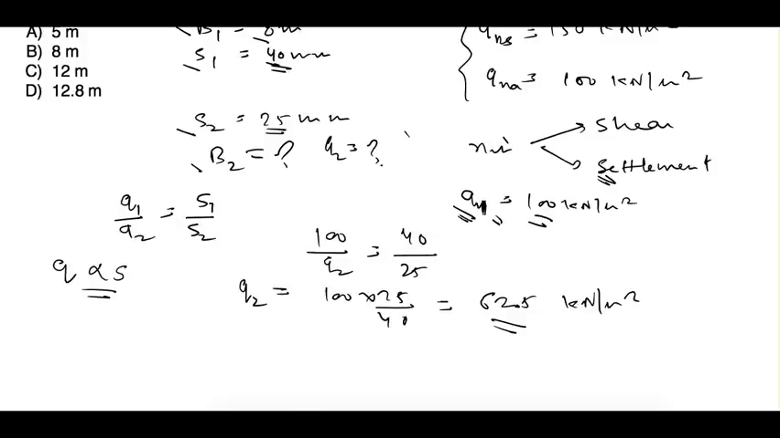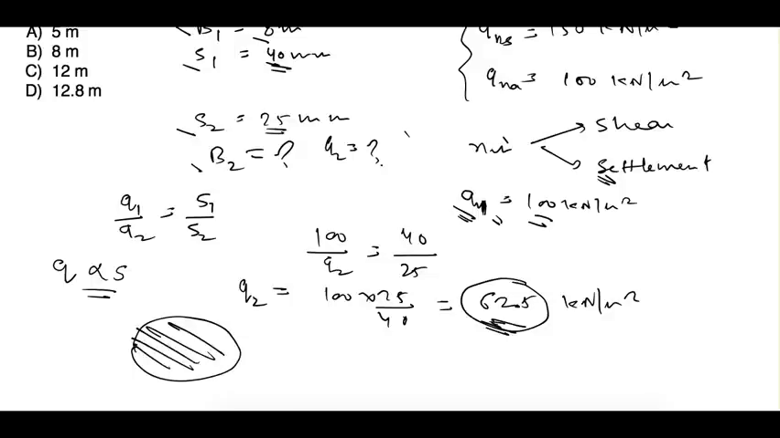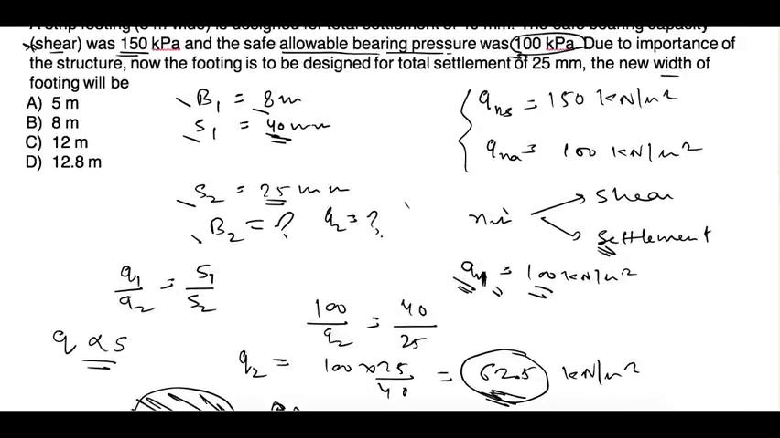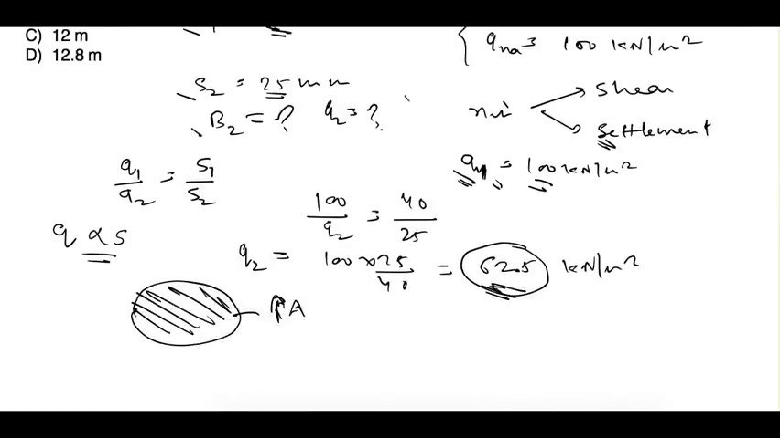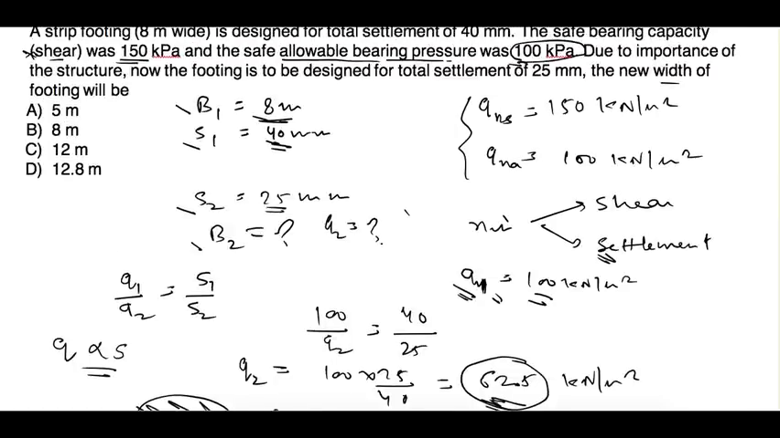Now if this bearing pressure is less, or we can say the pressure which is going to be there on the soil is less, or we have to put this lower pressure, it means that we have to increase the area of the footing. Now if the initial width was 8 meter, the width at this lower pressure should be more than this 8 meter, because we are reducing this pressure. So it means that only two options are possible, that is 12 meter or 12.8 meter here.